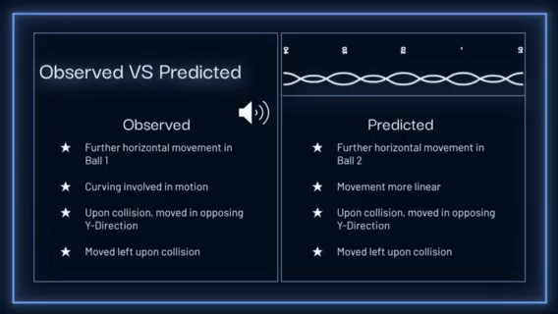We can compare and contrast the observed Tracker model with the predicted computational model. There is further horizontal movement in ball 1 for the observed model, while this was the case for ball 2 in the predicted model. In both models, the balls moved in different y directions upon collision. However, both also moved left afterwards.